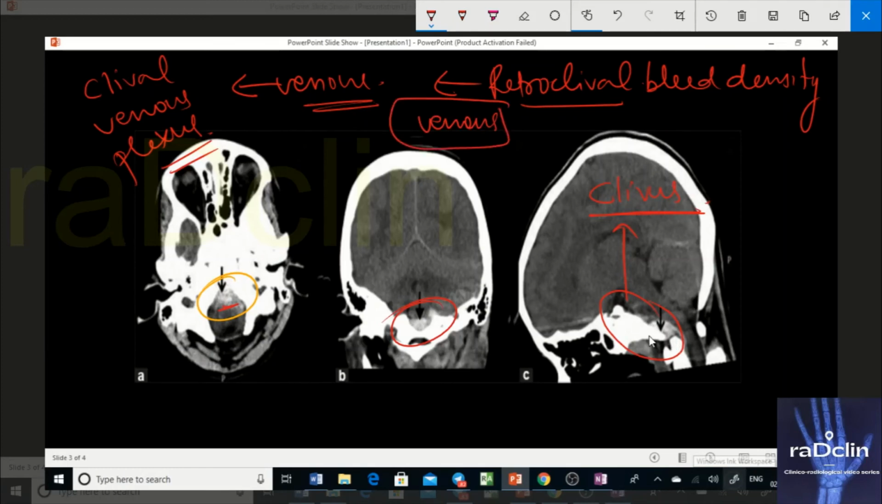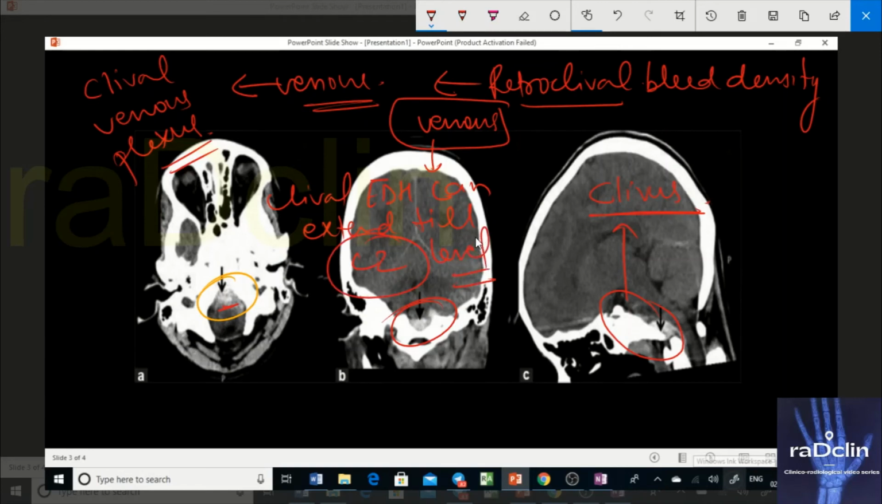Now an important point: if you ask me up to what point this particular EDH can extend, a clival or retroclival EDH can extend till the C2 vertebra, the C2 level. And what is the cause? That is commonly due to trauma.